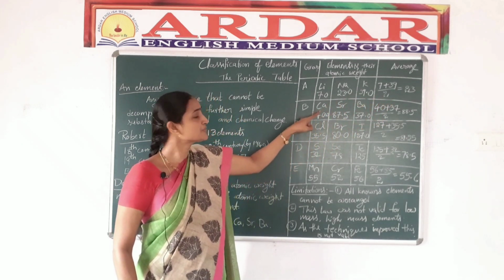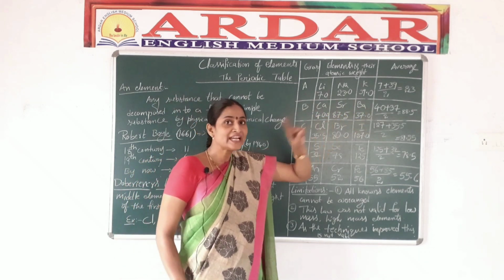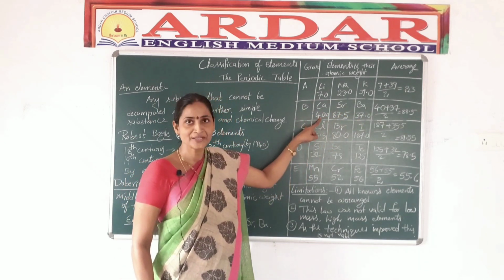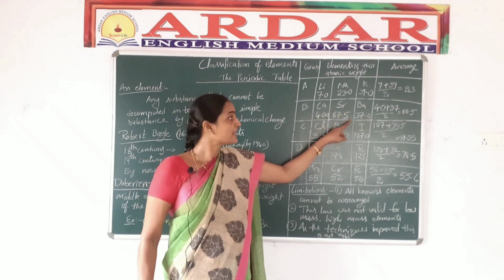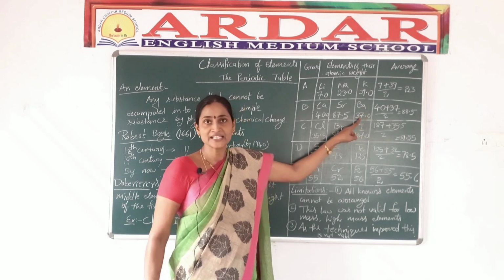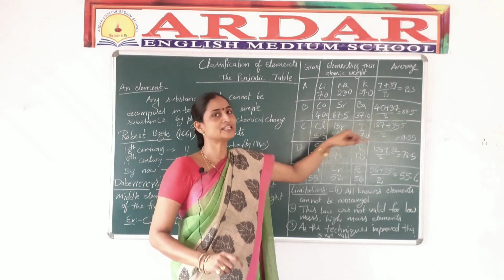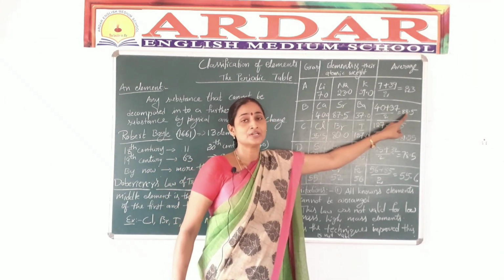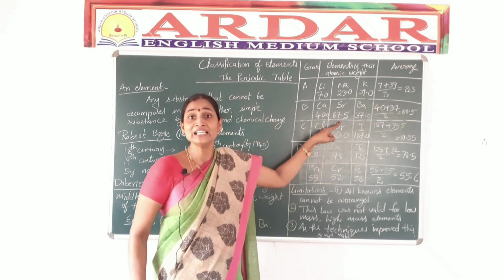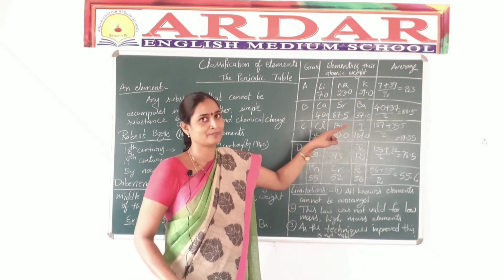Let us go to the second triad: calcium, strontium and barium. The atomic weight of calcium is 40, strontium is 87.5, and barium is 137. The average of the atomic weights of the first and third elements is 88.5. This is approximately equal to the middle element strontium, but not exactly equal.